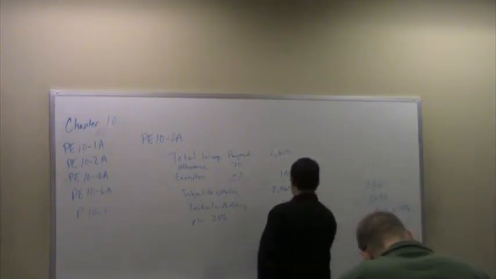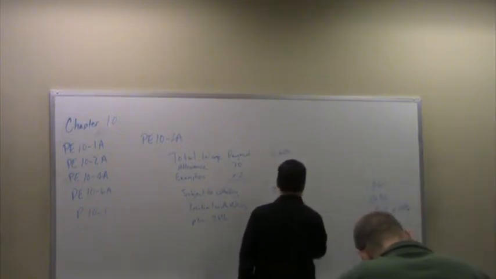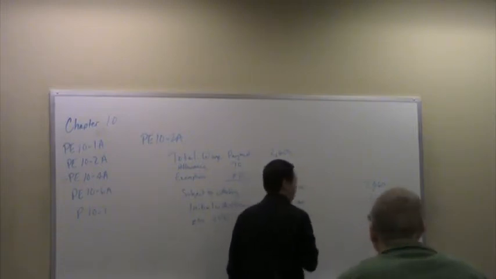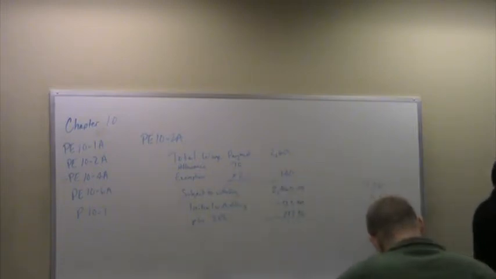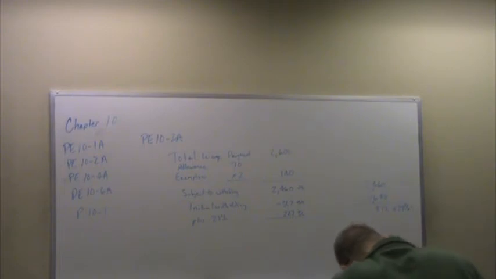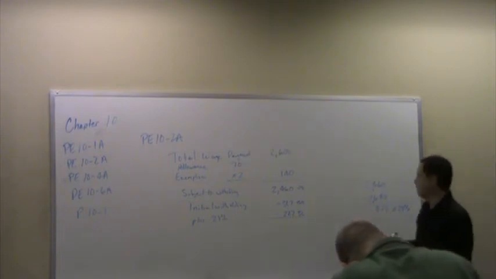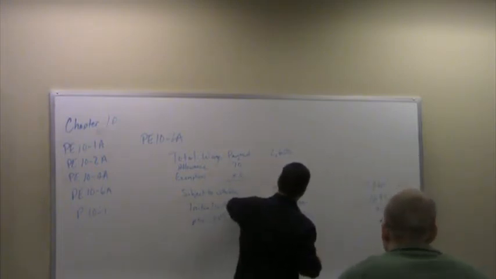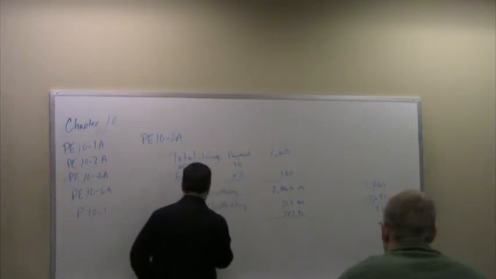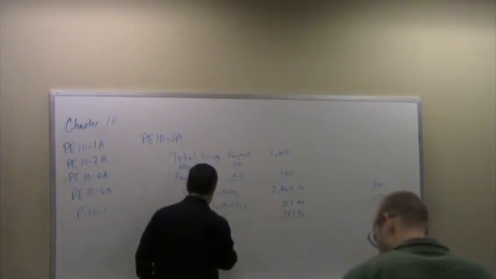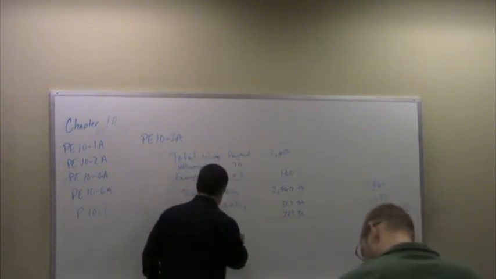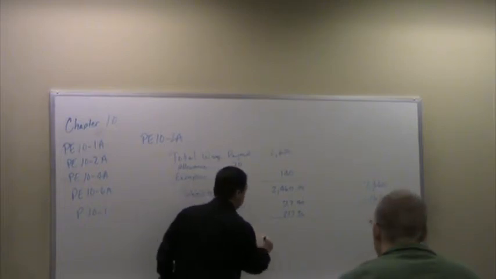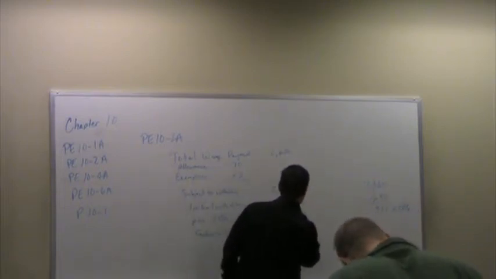$227.36. All right. And actually, the question asks us, what's the federal withholding? We'll just total those up there, which is 76.55.